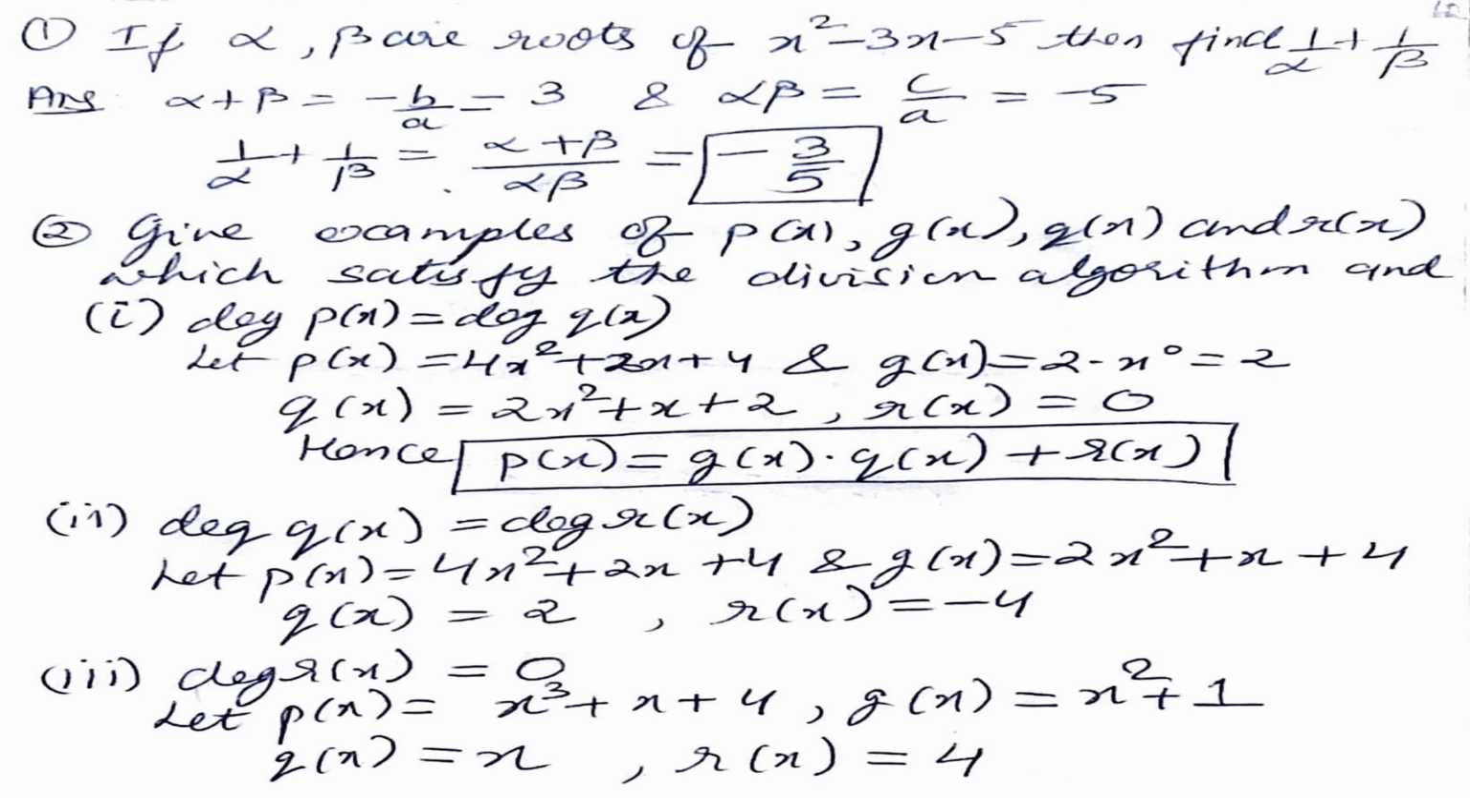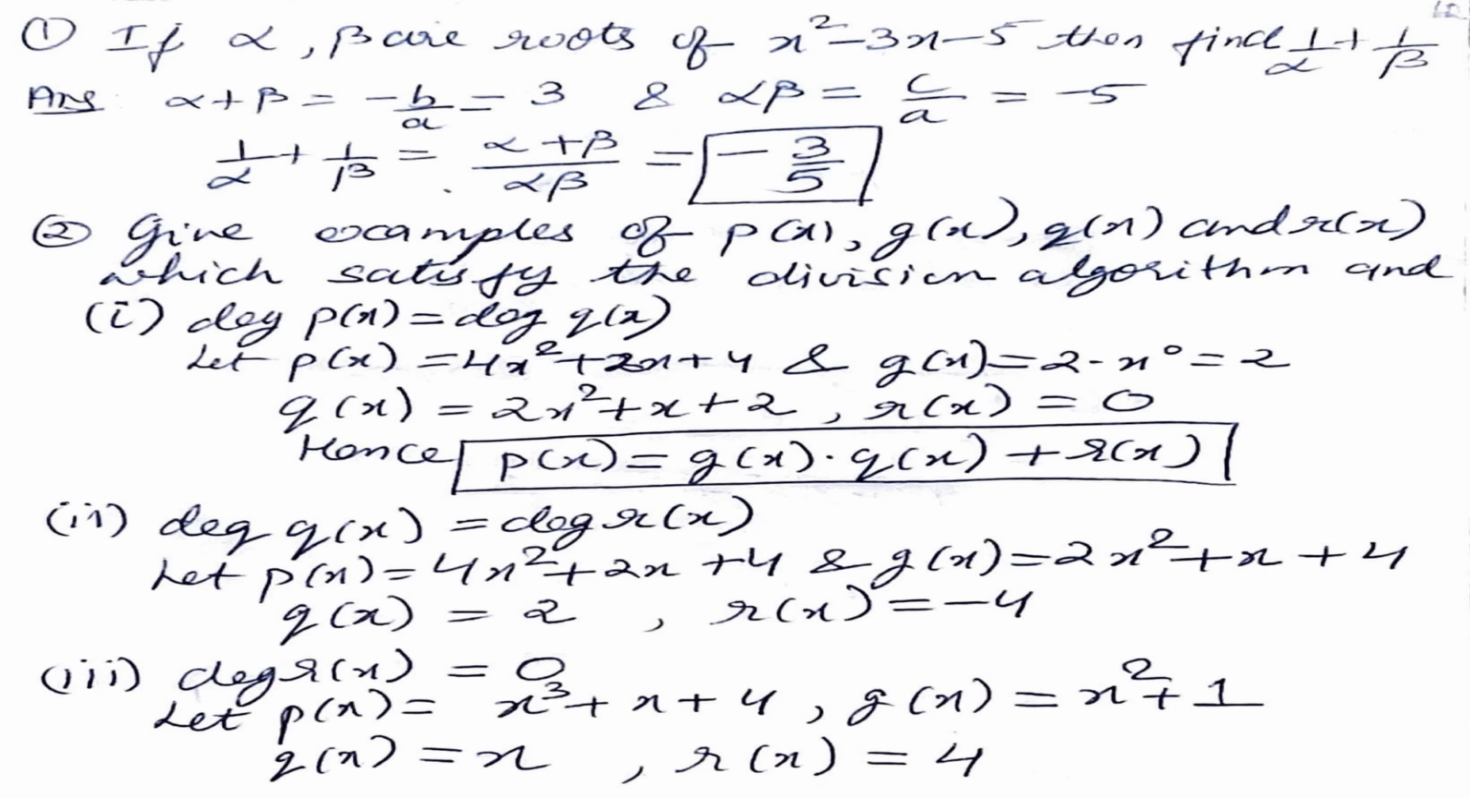Second example, give examples of p(x), g(x), q(x) and r(x) which satisfy the division algorithm. We know that the division algorithm is p(x), which is the dividend, equal to g(x), the divisor, into quotient q(x) plus remainder r(x). Remember, in these you can give any polynomials of your choice. In the first, the condition is degree of p(x) and degree of q(x) is same.